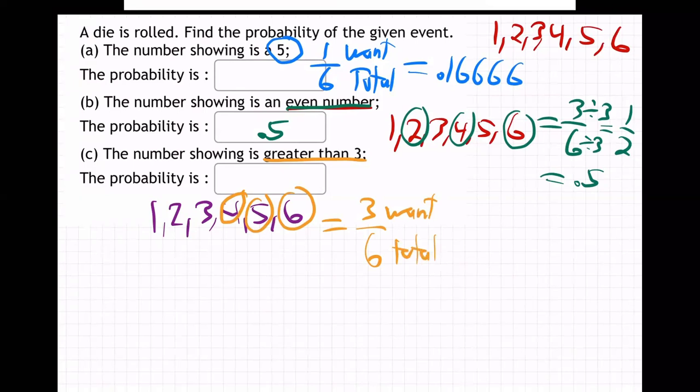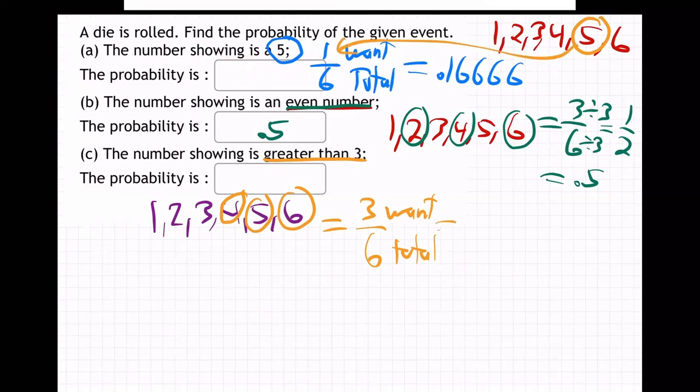Question? What's that? Oh, the 1 over 6 up here? Yeah, because the number 5 is just 1 of the 6 things that can happen. Yeah, good question. Just 1 of the 6 things that can happen on that.